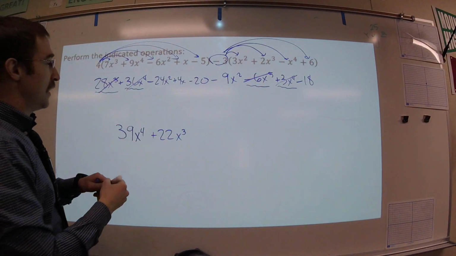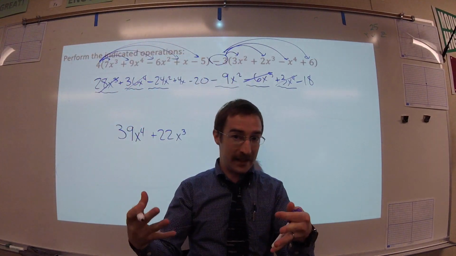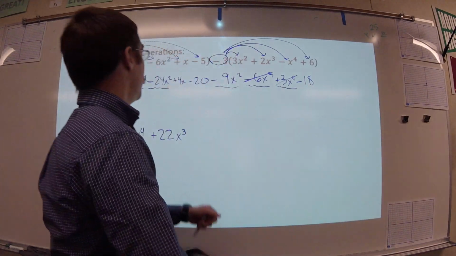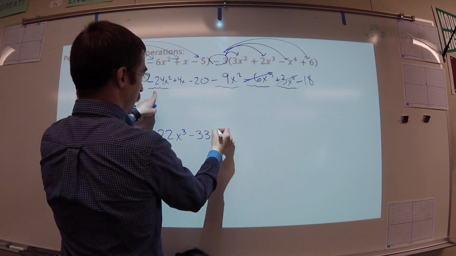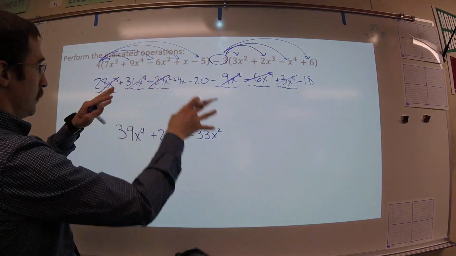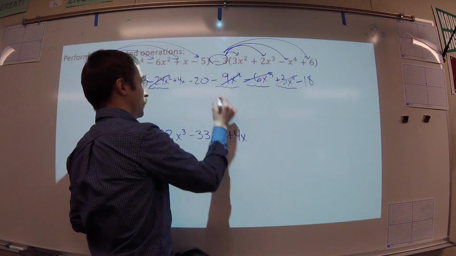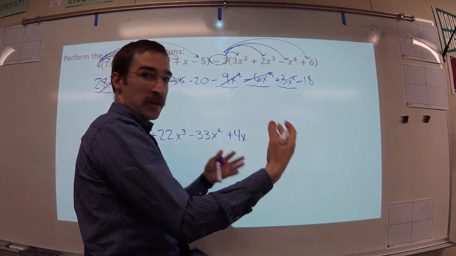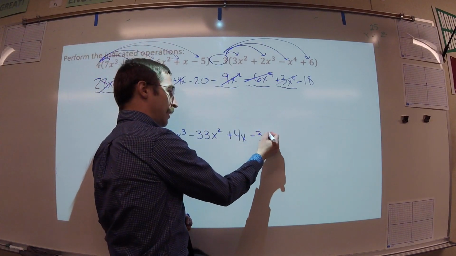X squared. We have negative 24x squared minus 9x squared. Now they're both negative, right? Check it out. It's going to get more negative. So negative 24 minus 9 is going to put us at negative 33x squared. Oh, there's only one thing with a regular x, so we just bring that down. Plus 4x. And then we got a minus 20 and a minus 18. Combine those. Once again, they're both negative, right? So they become more negative, so a minus 38.